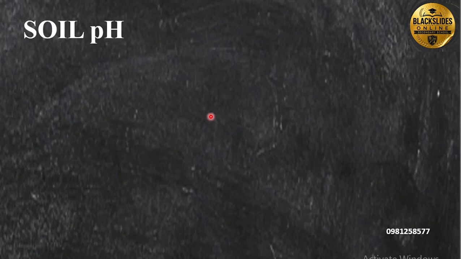Let's begin with soil pH. Written like this, p has to be small p and the H capitalized. I've always mentioned that in order to unlock the understanding of any topic, it is important to give the definition of the topic from the point where the topic appears.